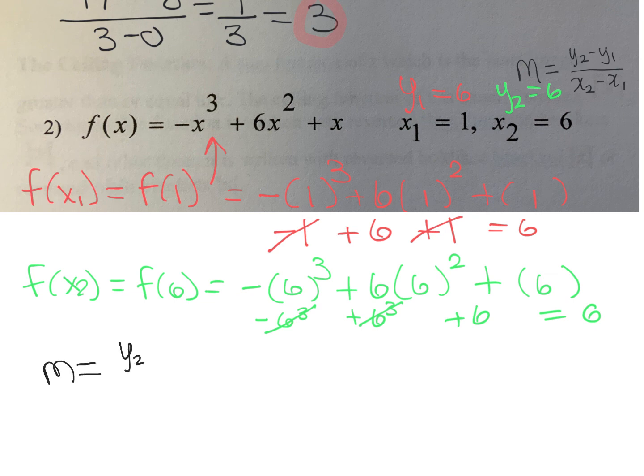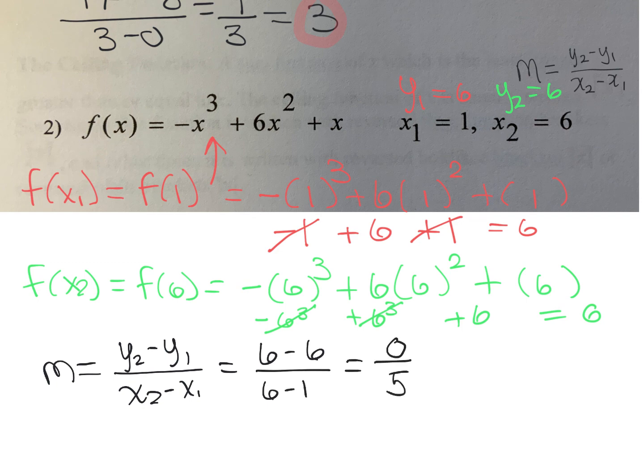And now we can do our slope formula. M equals y2 minus y1 over x2 minus x1. 6 minus 6 over 6 minus 1. 0 over 5. 0 in the numerator of a fraction is okay. You can always do 0 divided by anything, and it is always 0. So even though this is a cubic function that looks something like this, the average rate of change, in theory, between the points like here and here is nothing.